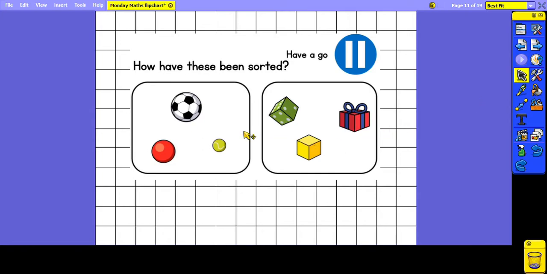Here we have got some shapes which have been sorted into two groups, and I would like you to have a look at the shapes in each group and decide how they have been sorted. Pause the video now and have a go.